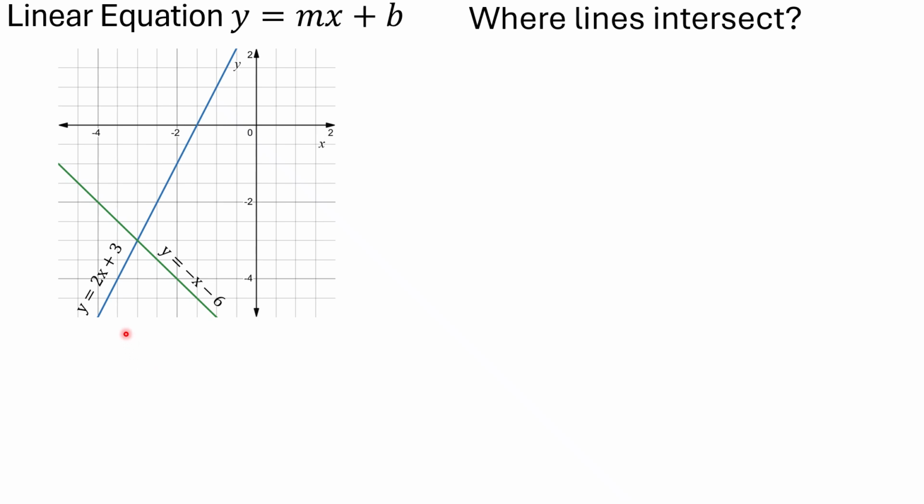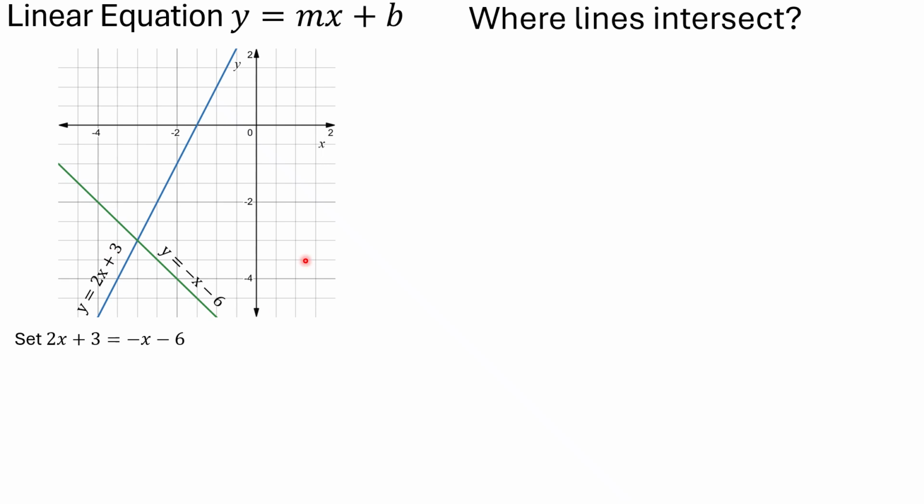Now, if your linear equations are written in a nice form like this, y equals 2x plus 3 and y equals negative x minus 6, all we need to do is either set the y values equal to each other or set the x values equal to each other. It is very convenient in this form to just set the y values equal to each other. So that's what we're going to do. So we're going to say 2x plus 3 is equal to negative x minus 6. What essentially we're doing here is we're assuming that we already know that y values are equal to each other, and we're solving for the x value at that intersect point.